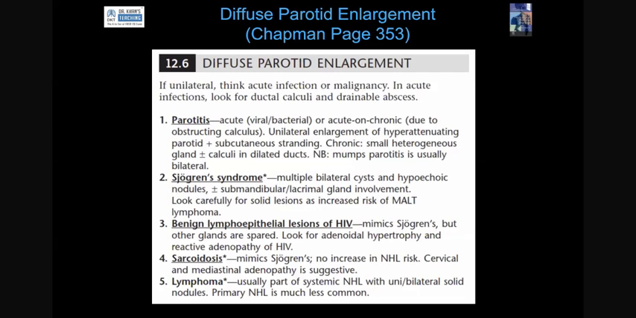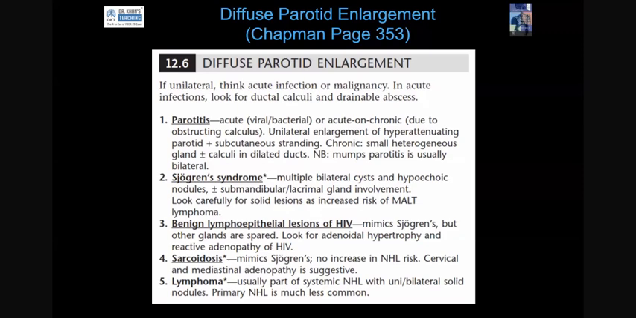So in your book, diffuse parotid enlargement. Diffuse parotid enlargement can be unilateral or bilateral. Please remember, our case is bilateral, and very few things will cause that. Of course, parotitis like mumps, etc., can cause it, but nobody will image a case of mumps. Bilateral stones, etc., is quite a rare entity.